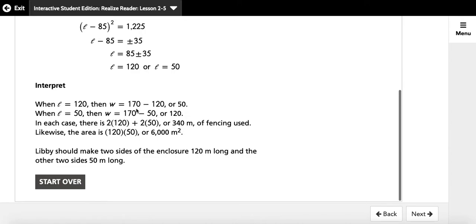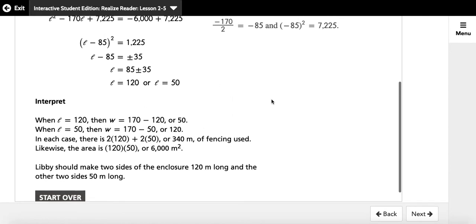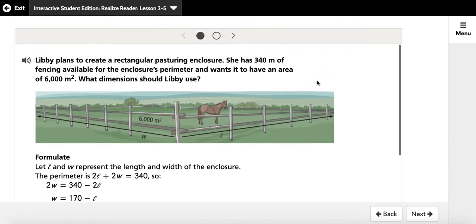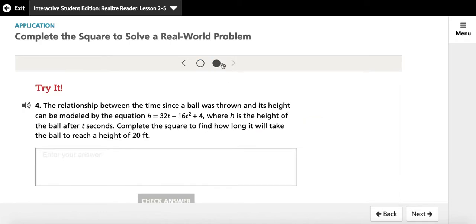And that's what they're writing here. They're showing it doesn't matter which way you go because length times width gets you the 6,000. All right. It's a kind of complicated way to solve a word problem. Let's see what word problem they give us.